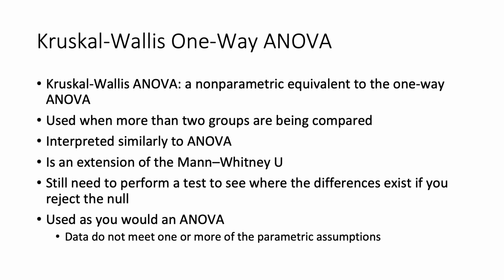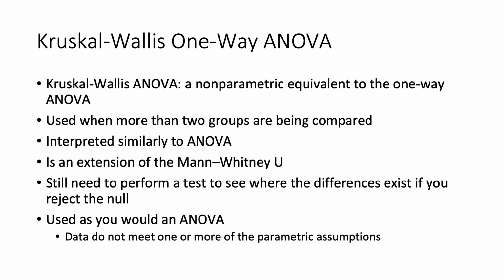When there are more than 2 groups to compare, researchers can use the Kruskal-Wallis ANOVA, which is a non-parametric equivalent to the one-way ANOVA. So you'll interpret the Kruskal-Wallis ANOVA just as you would a one-way ANOVA. With the parametric one-way ANOVA, rejecting the null hypothesis indicates that differences exist between 2 of the groups, but the results of the test do not indicate where those differences exist. You would then need to perform a multiple comparison test to see where the differences occurred. This goes the same for the Kruskal-Wallis tests.